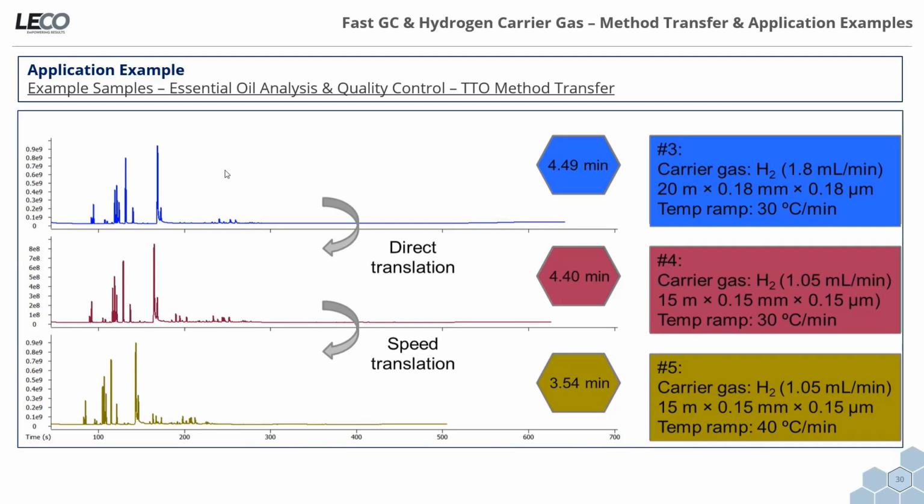And just as we did previously, taking it a bit further, we then moved, still using hydrogen, but with a 15 meter column with a 0.5 millimeter internal diameter. And we did a direct translation where the resolution is maintained, 4.4 minute runtime, and then going even faster by increasing the oven ramp, we went to a runtime of 3.5 minutes.